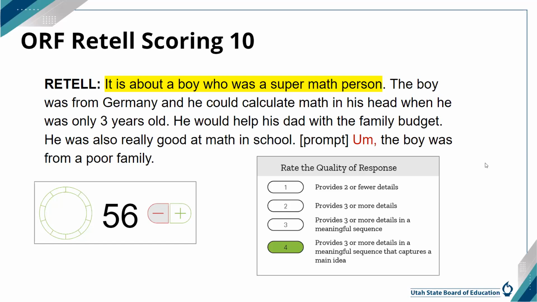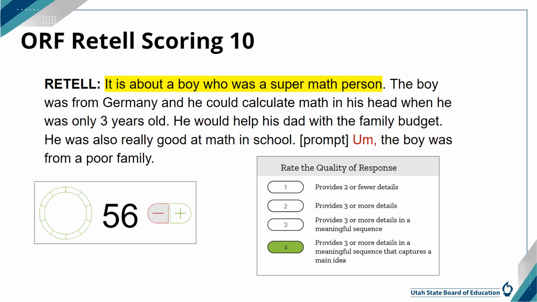So just really quickly, just another statement as far as Retell. The student received a Retell score of 4. That last statement, the boy was from a poor family, was not part of a meaningful sequence. However, before the prompt, the student had given 3 or more details in a meaningful sequence. They provided a main idea. And so after the prompt, they just gave another detail. We don't want to penalize students if they've received a 4 for their quality of response for adding in another detail at the end, because we ask them to provide more information.